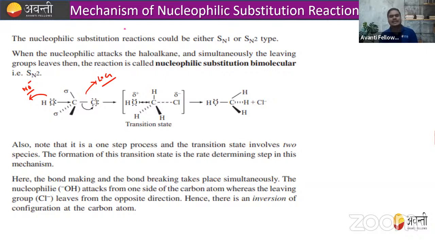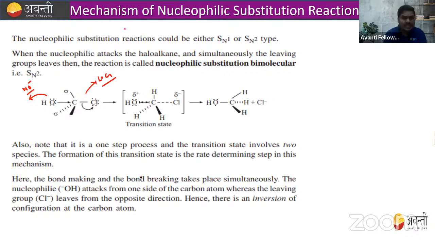Also note that it is a one-step process and the transition state involves 2 species. That is, the formation of this transition state is the rate determining step. So we all know what is the rate determining step? The rate determining step is the slowest step. Always remember, the rate determining step is the slowest step and the rate of reaction only depends upon the RDS, that is the rate determining step, right?